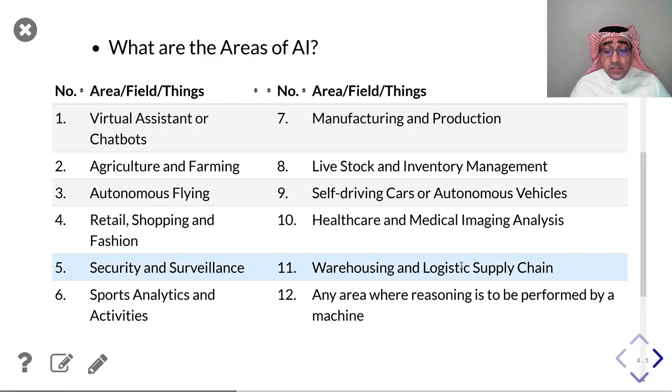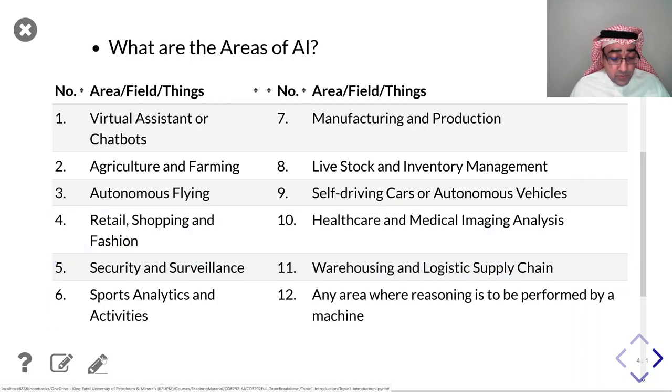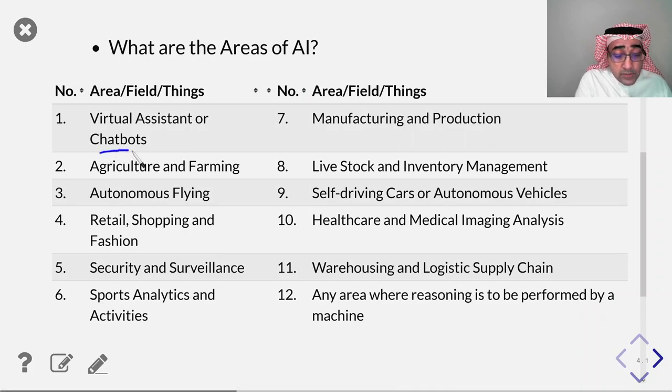Artificial intelligence is used in many, many places, okay? So if you are looking for a virtual assistant or a chatbot, you might have been chatting with some company, and that company might have a chat box where it actually replies to you and tries to solve your problem. Many companies are going towards that, and artificial intelligence is playing a big role in that. It is also used in agriculture and farming.